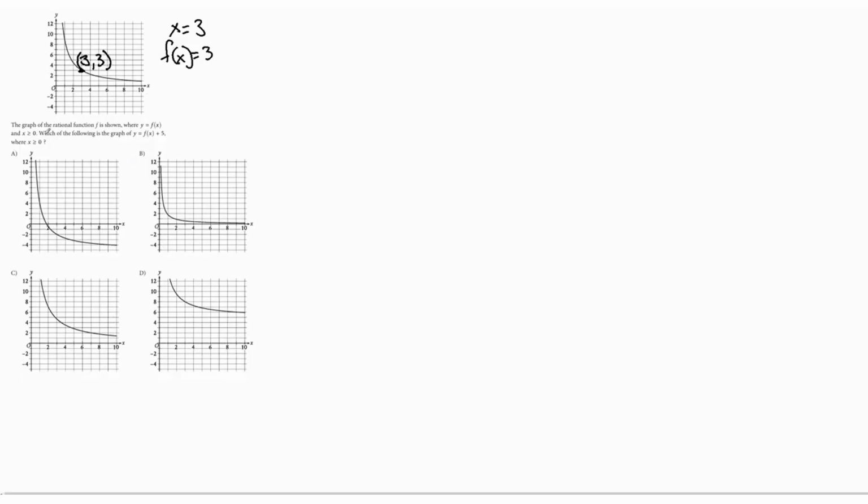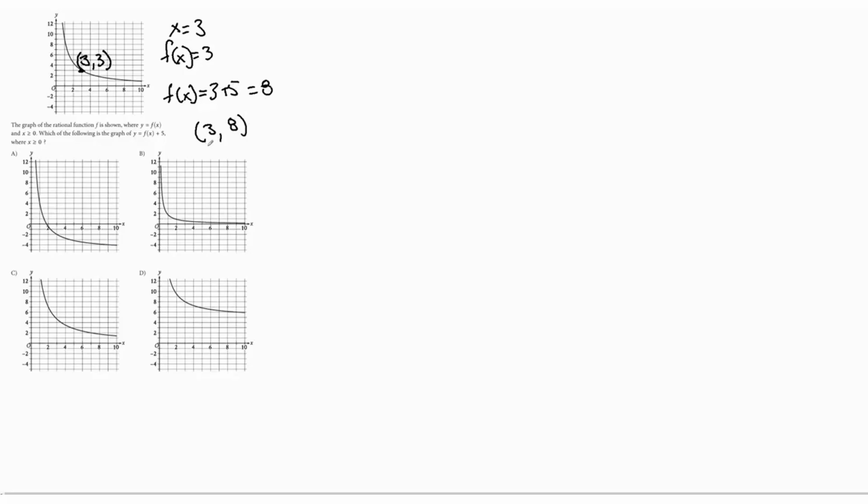Now, what they say is which of the following is the graph of y equals f(x) plus 5? That means if we take f(x), and we know f(x) in this one equals 3, but we're going to add 5 to it, that's now going to equal 8. And that means we're going to get a coordinate where y is 8, but we're going to keep x the same as 3. x is not going to change at all because, again, f(x) is 3. Then we just add the 5 to it to get 8.